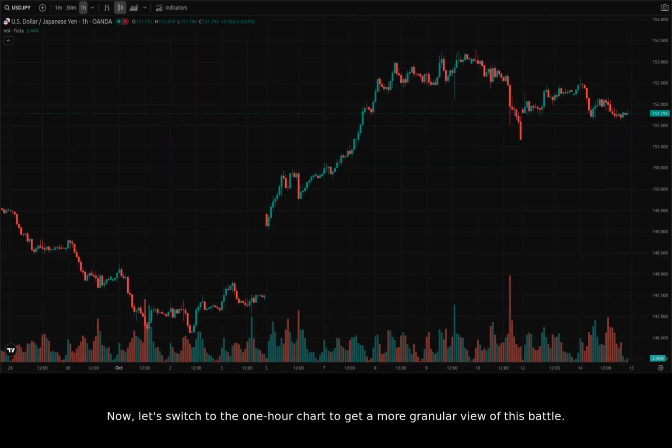Now, let's switch to the 1-hour chart to get a more granular view of this battle. Here we can clearly see the peak at 153.27 and the subsequent cliff-like drop to the 151.10 level. After that low was established, the price attempted a recovery. This is where the level mentioned in the news reports becomes critical. Analysts highlighted 152.35 as a key level of previous support that may now act as resistance.